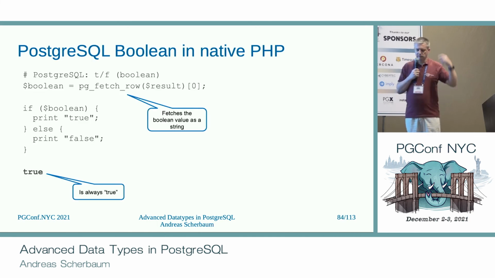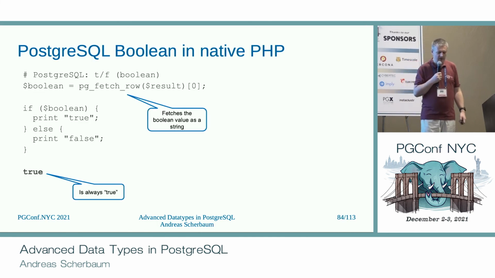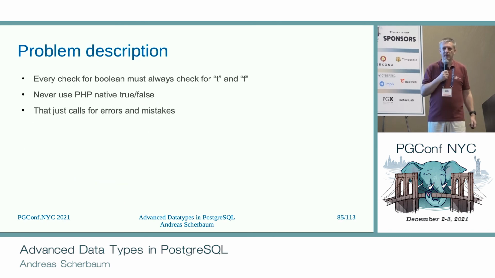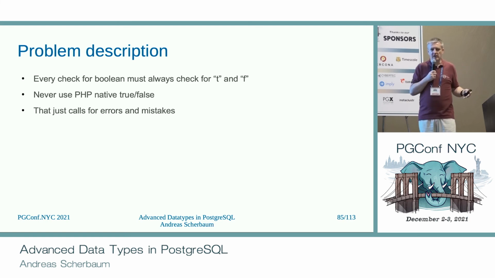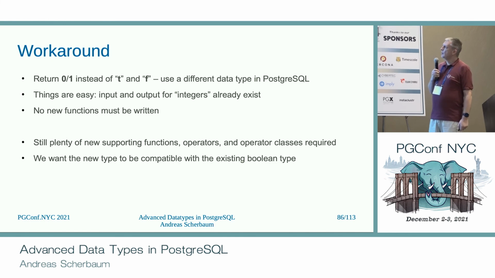Well, it's many years back, but the way we fixed this, we actually created a different data type in Postgres, and we did return 0 and 1 instead of true and false, and made everything else compatible to the Boolean data type, except the output. It's not that complicated, it's just a lot of work.